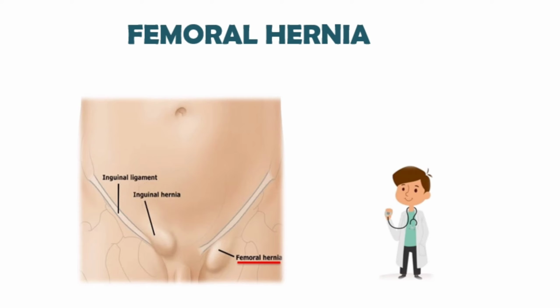Main clinical correlation of femoral triangle is femoral hernia. It is a protrusion of abdominal contents, for example a loop of intestine through the femoral canal. This presents as a globular swelling infralateral to pubic tubercle below inguinal ligament. This is more common in females because femoral ring is larger in them due to greater width of pelvis.